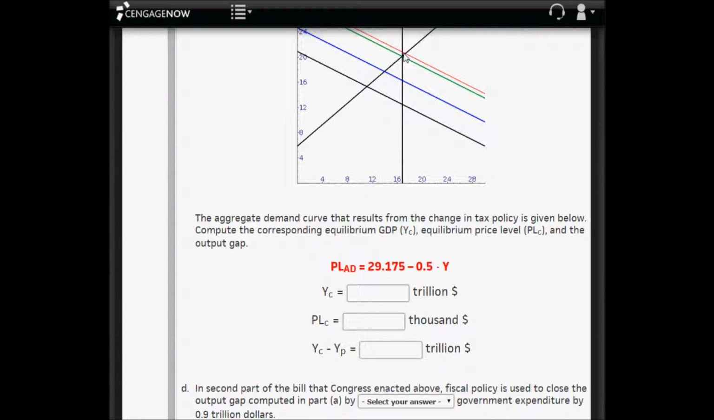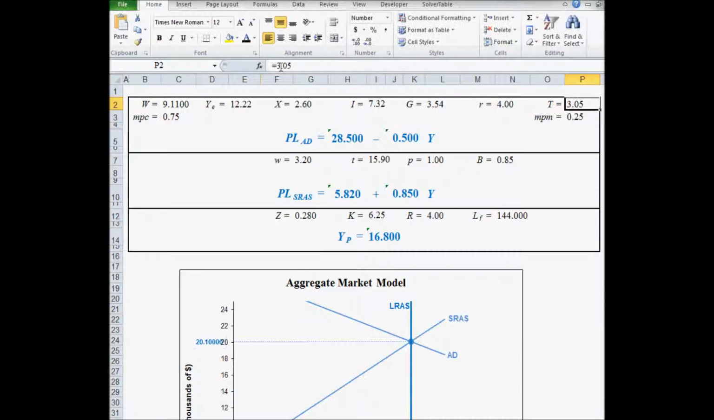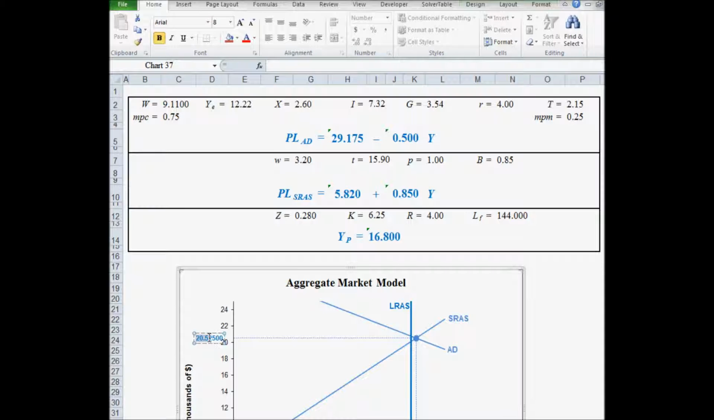So now we need to calculate the equilibrium, this inflationary gap that is induced by the tax cut. So we're going to copy the tax cut of $0.9 trillion into the simulation. Because as a tax cut, we have to subtract it from the initial level of tax revenue. And you can see aggregate demand shifted outward into an inflationary gap. The new price level is 20.525.